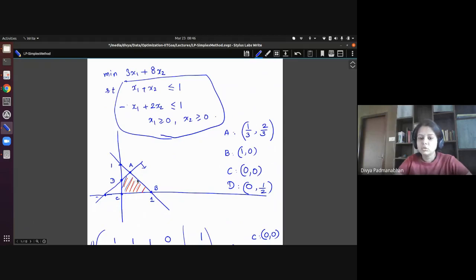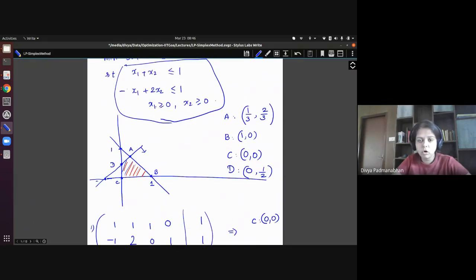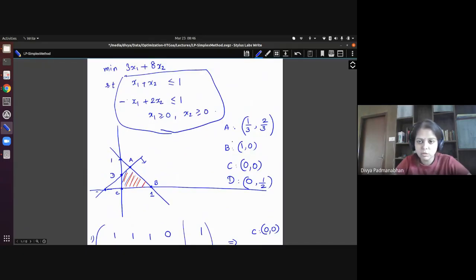Ideally, if you write it in standard form, where you introduce some slack variables, this is going to be something like this: x1 plus x2 plus x3 equals 1, and minus x1 plus 2x2 plus x4 equals 1. Additionally you introduce two more variables, so now there are four variables.